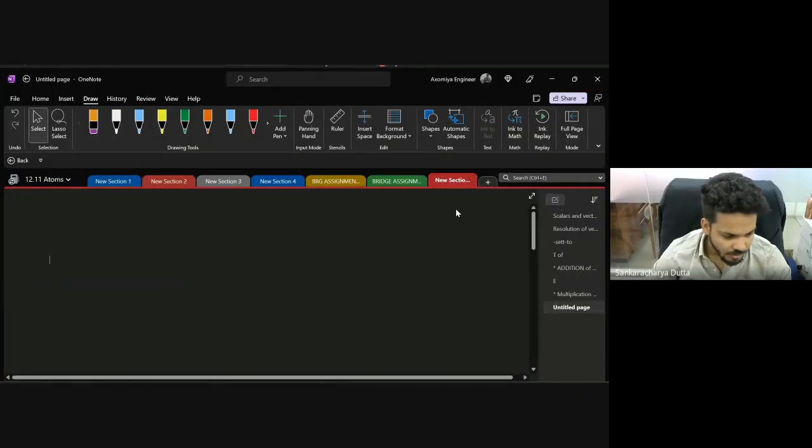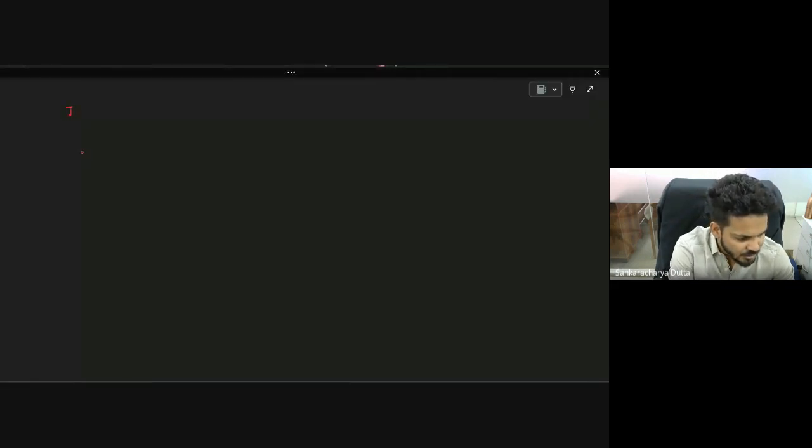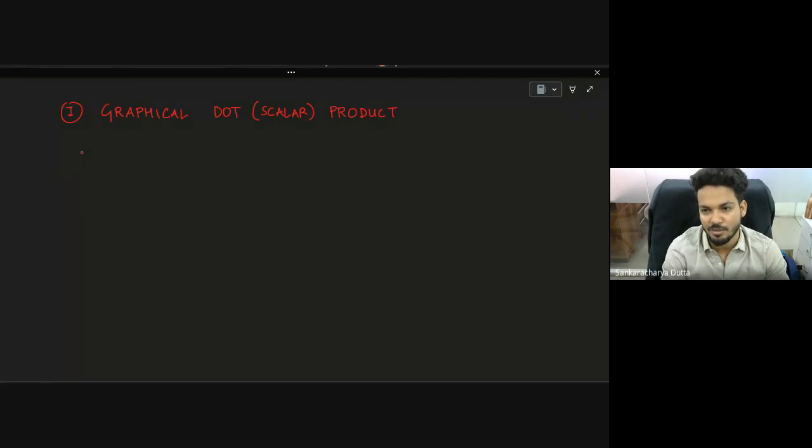Okay, so let's start our discussion. The first part will be in the graphical format, and we are going to do the dot product, or in brackets, the scalar product. You'll be getting quantities without any direction. You start out with quantities with direction, but in your answer, you'll get quantities only with magnitude. There will be no direction associated with it.